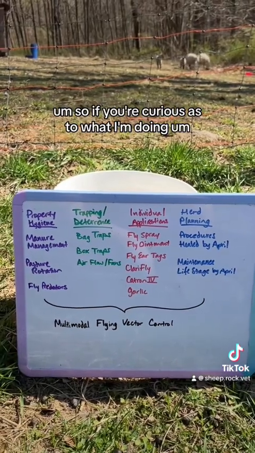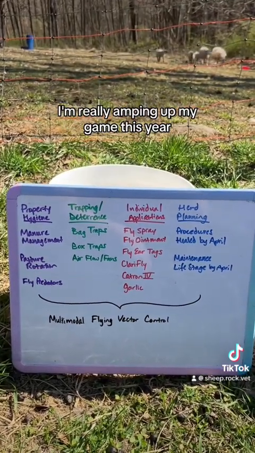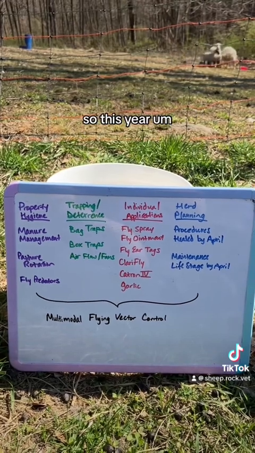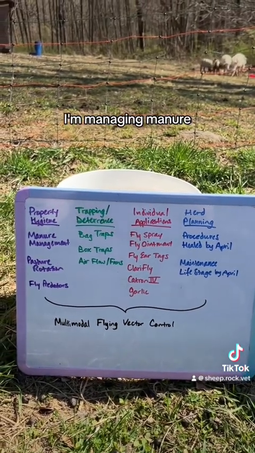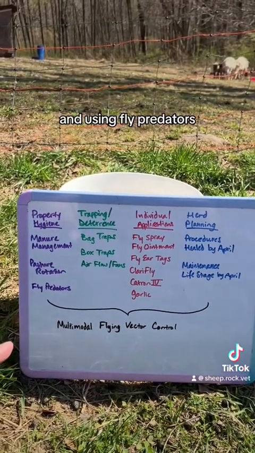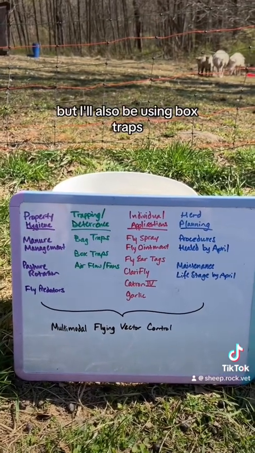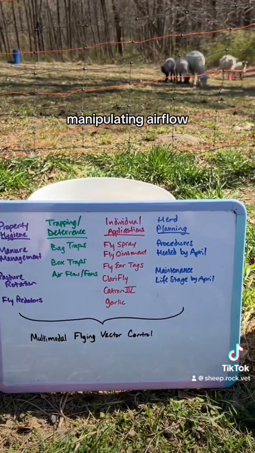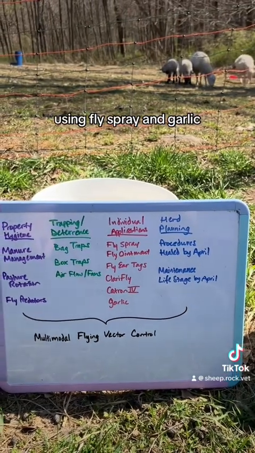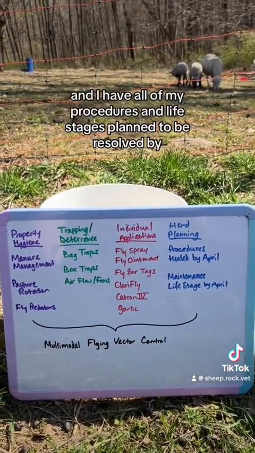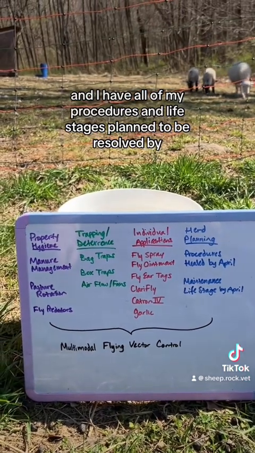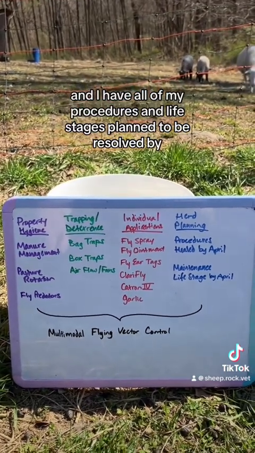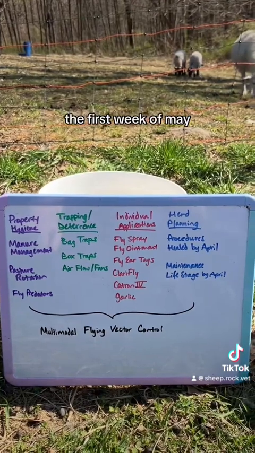So if you're curious as to what I'm doing, I'm really amping up my game this year. So this year, I'm managing manure, rotating pasture, and using fly predators. But I'll also be using box traps, manipulating airflow, using fly spray and garlic. And I have all of my procedures and life stages planned to be resolved by the first week of May.